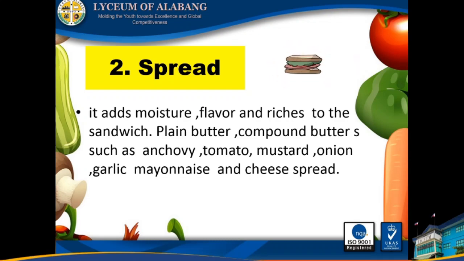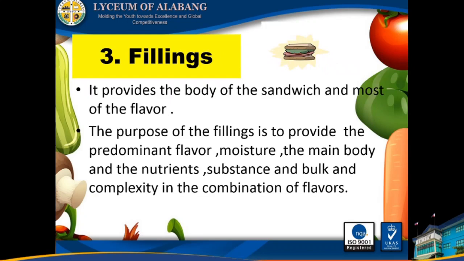It also forms a protective layer on the bread and prevents it from getting soggy from the moisture in the fillings. Moreover, it adds to the taste of the sandwich, and in the case of children, it contributes to nutritive value. Some examples of spreads are plain and compound butter, mayonnaise, low-fat spreads like margarine, and cheese spreads.